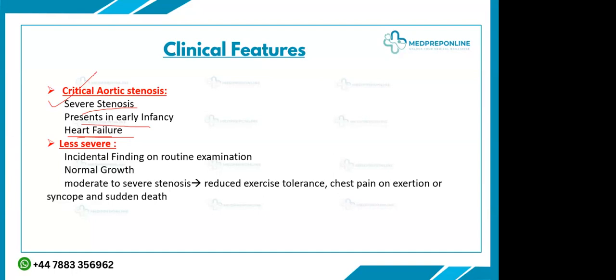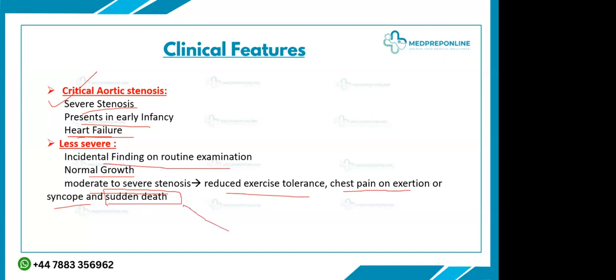While in the less severe form, it is an incidental finding on routine examination. There will be normal growth. In moderate to severe cases, there will be reduced exercise tolerance and maybe chest pain on exertion. There may be syncope, and sometimes sudden death if the aortic stenosis remains undiagnosed in later childhood.